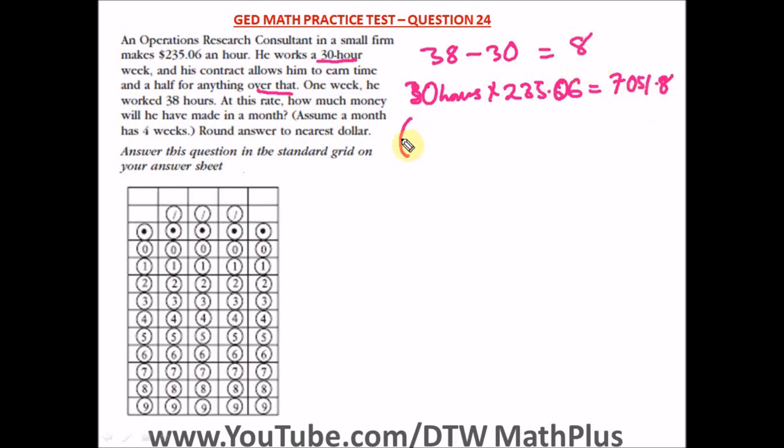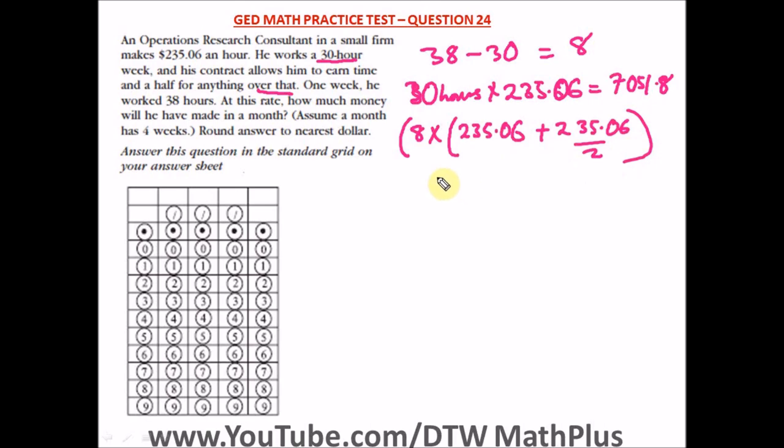Now the extra 8 hours. Let's find how much he's going to make. For the extra 8 hours, we have 8 times, the question says his contract allows him to earn time and a half for anything over that. So it will be 8 times the bracket. The amount he earns for 1 hour is normally 235.06, and time and a half means plus half of this amount, so plus 235.06 divided by 2. This is what the statement means.